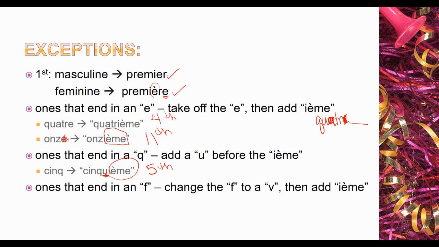Now, the last little exception we have are the ones that end in an F. And again, we really only have one number that ends in an F, and that is 9, neuf. Okay, so what you're going to do in this case, you're not going to say neuvième with an F. You're going to change that F to a V, and then you're going to add on the EM. So then you get neuf to neuvième. And remember, that is going to be ninth. So really, those are the only exceptions, okay?